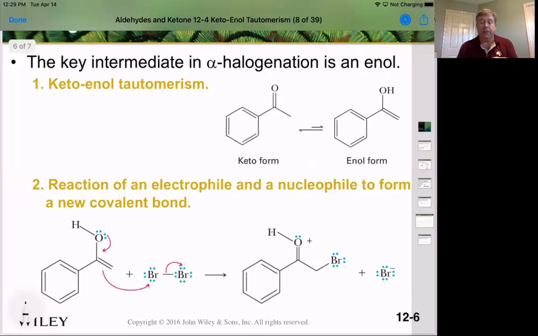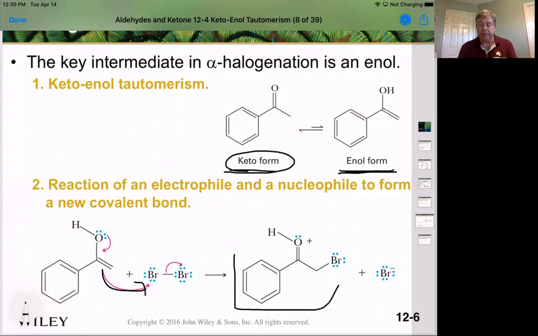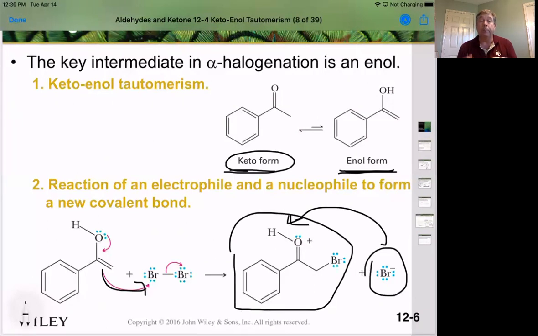Okay, so the mechanism for that is, first of all, we have to undergo that keto-enol tautomerization. Remember, the ketone form is the more stable and it usually shows here. But once we form this enol, the alkene can then interact with that nonpolar bromine-bromine bond to generate our protonated intermediate species here. Now, our bromide ion can act as a base and pull that proton off and give us back our brominated ketone.